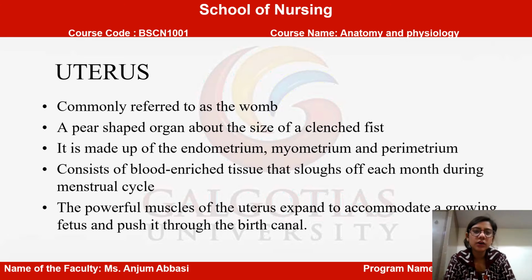So students, what is the uterus? It is commonly referred to as the womb. It is a pear-shaped organ which is about the size of, we can say, a clenched fist, and it is made up of endometrium, myometrium and perimetrium. These three are the layers of the uterus. The endometrium consists of blood-enriched tissue that sloughs out each month during the menstrual cycle. And the powerful muscle of the uterus expands to accommodate a growing fetus and push it through the birth canal.